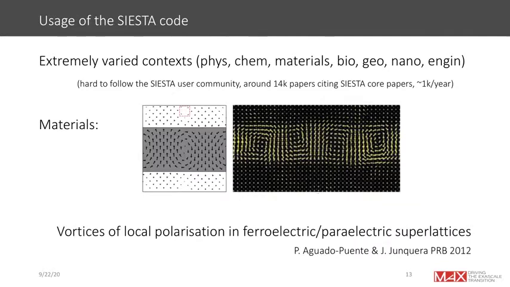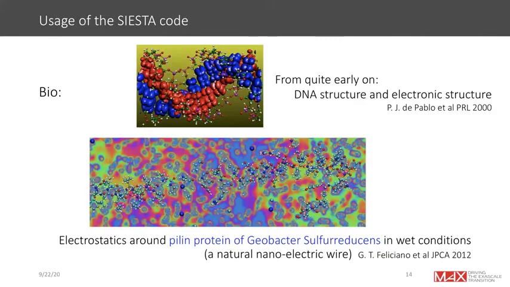Let me just illustrate it with some different examples close to the kinds of things we do. Here in the materials context, for instance, I show a nice picture of large-scale material simulations of a ferroelectric paraelectric superlattice, in which you can see vortices of polarization within the ferroelectric. It was published a few years ago, and this involves several thousand atoms in the calculations, and it involves second principles for the simulations.